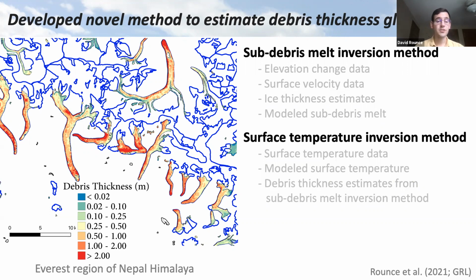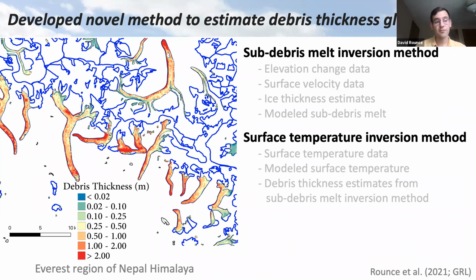This new method combined subdebris melt inversion methods and surface temperature inversion methods. For the subdebris melt inversion methods, we use elevation change, surface velocity, and ice thickness estimates in order to resolve the climatic mass balance, specifically on the terminus of debris-covered glaciers.